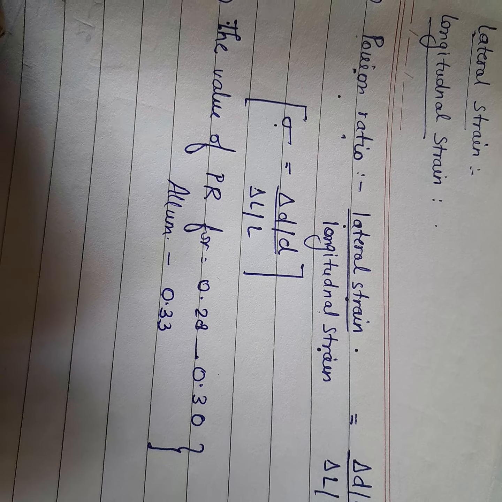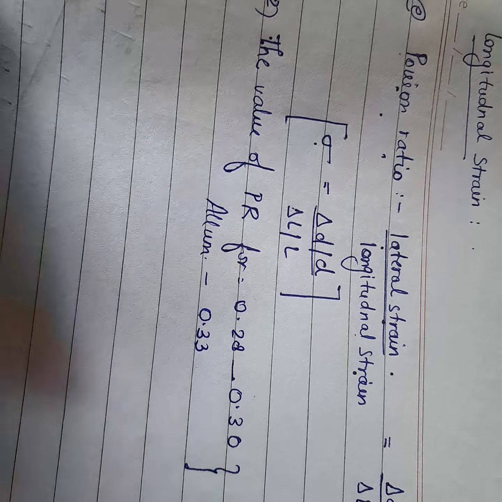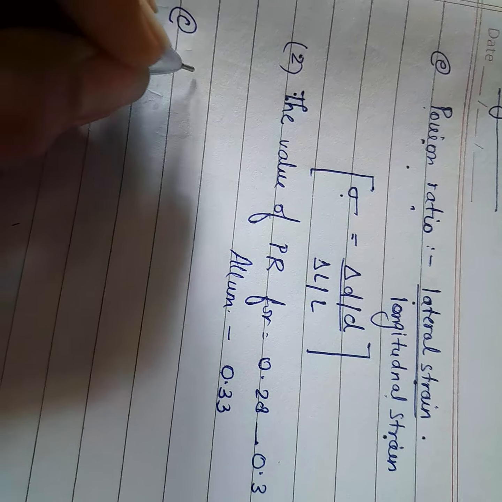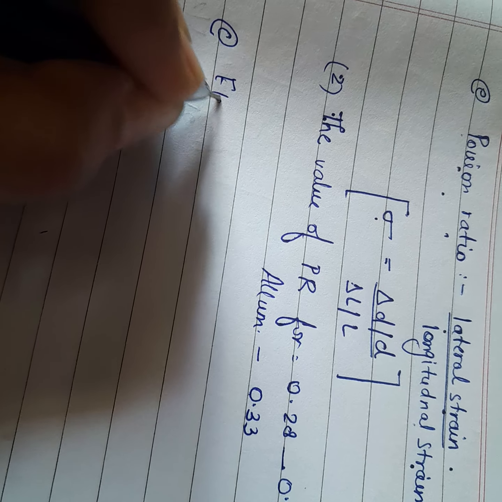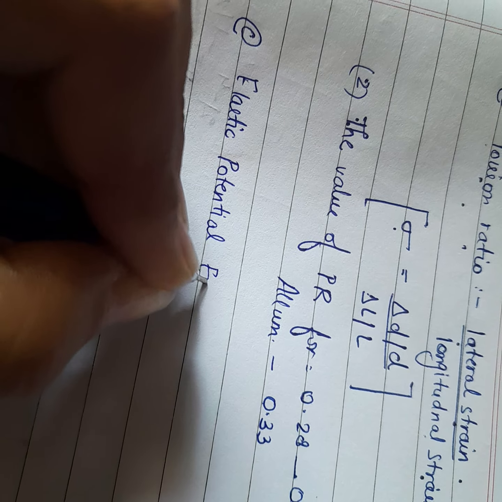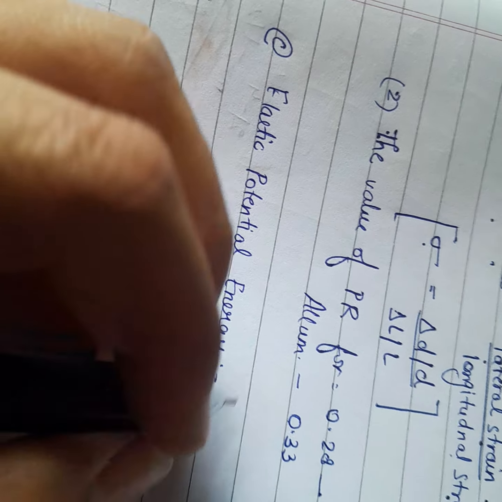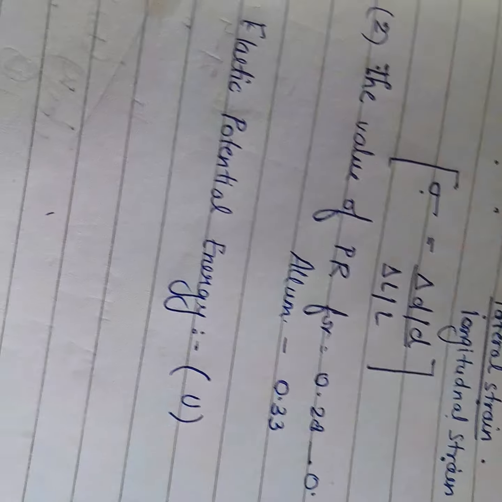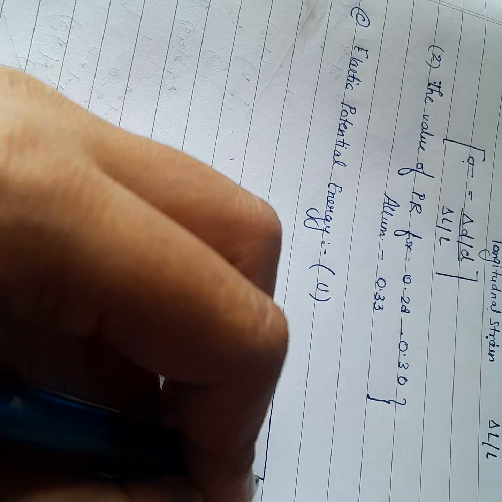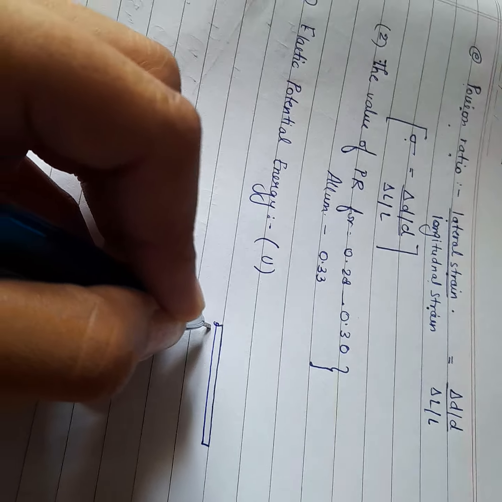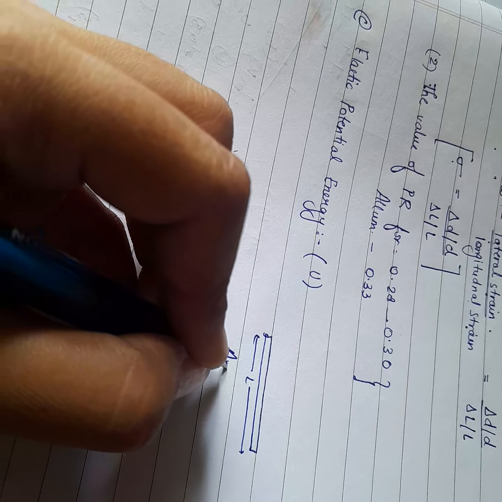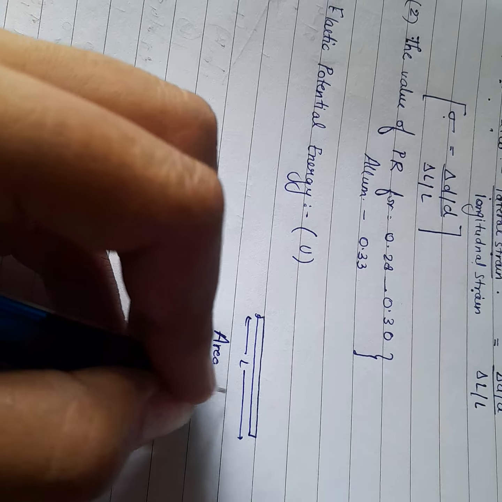And now moving on to the last topic, elastic potential energy in a stretched wire, which we have discussed. So the energy stored, or elastic potential energy, is denoted by U. Let's suppose you are taking a wire. Let's suppose this is a wire of length L and area A.